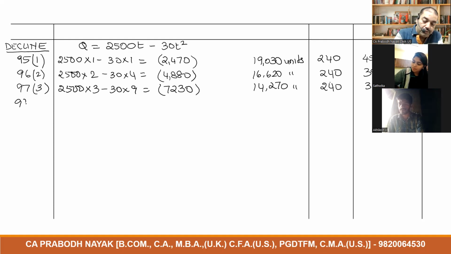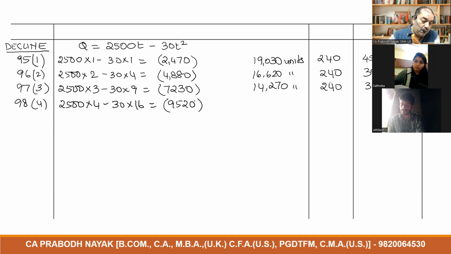Month number 98. Competitor's 4. 2,500 into 4 minus 30 into 16. 10,000 minus 480. 9,520. 21,500 minus 9,520, 11,980. Into 240. 28 lakh 75,200.